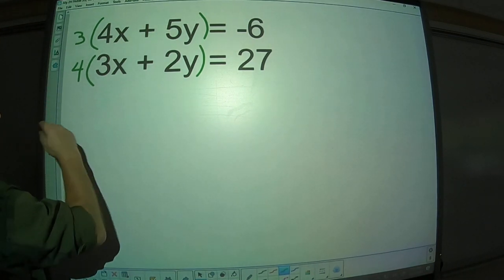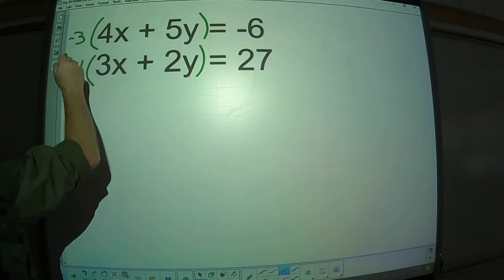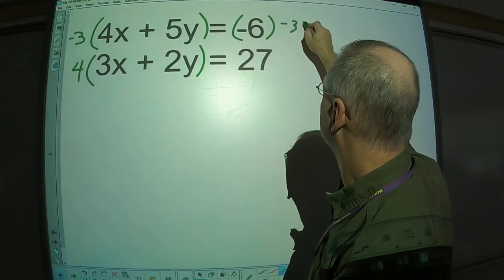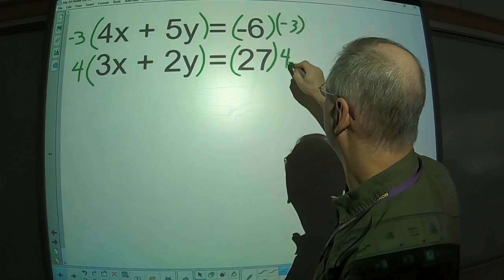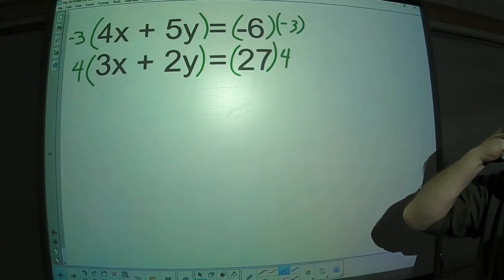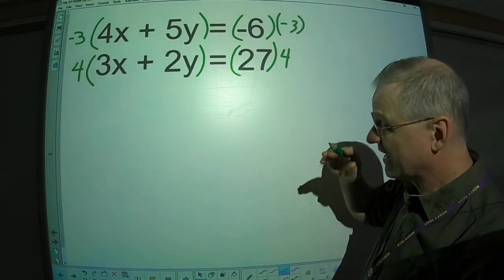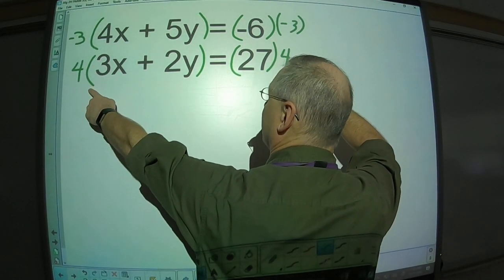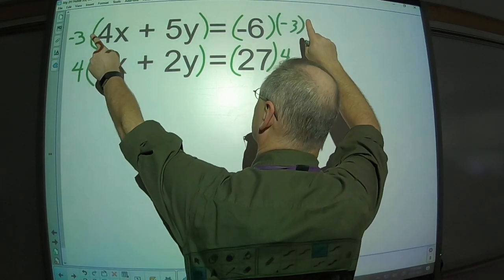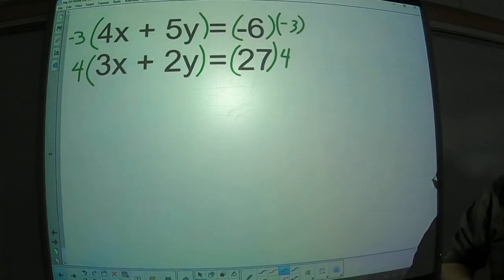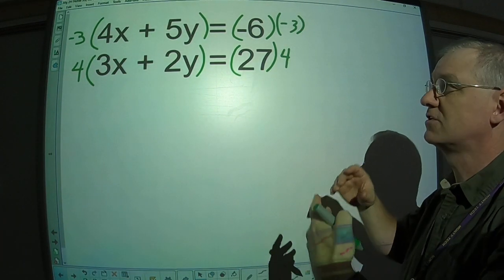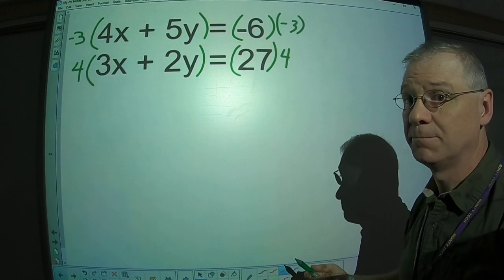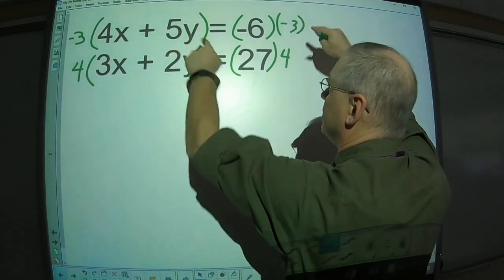So I have to pick one. I think I'm going to make that one the negative one. So that means I have to multiply the top here by -3 and the bottom here by +4. Now you may say, well, I'm multiplying by two different numbers. Well, that's okay, because this entire equation, both sides are by 4. This entire equation, both sides are by -3. So it's still an equation. They're still equivalent expressions because you've multiplied by the same number on both sides for that one equation.